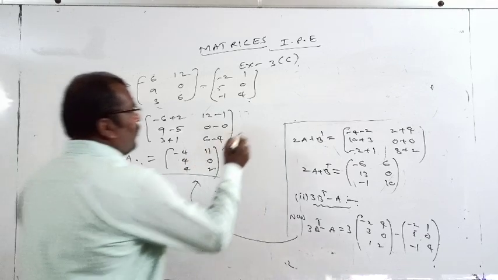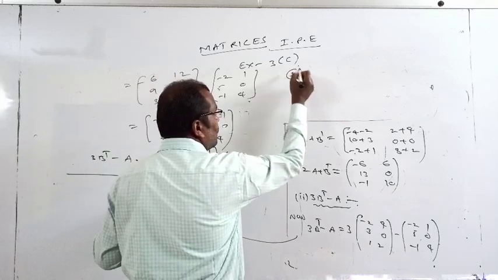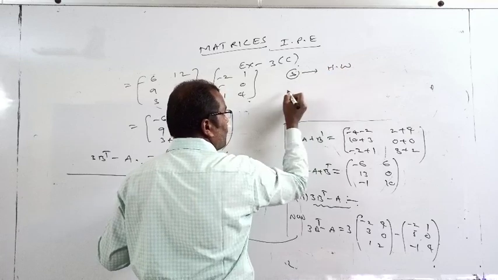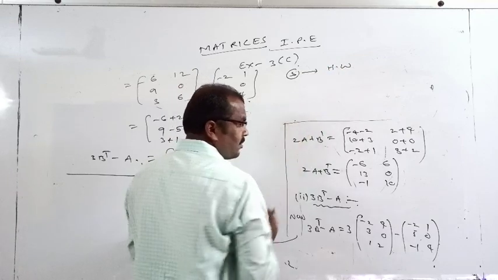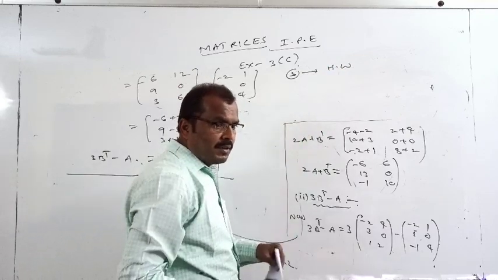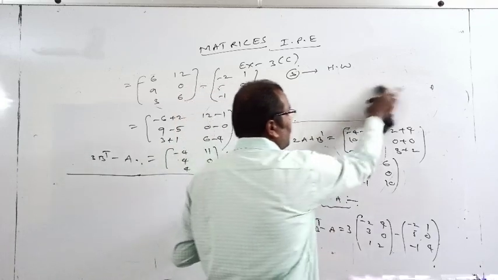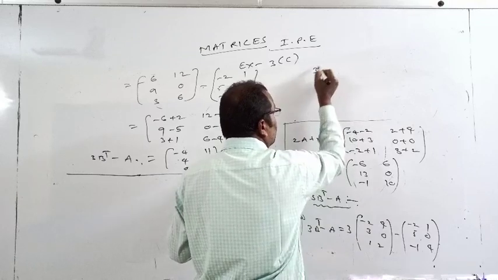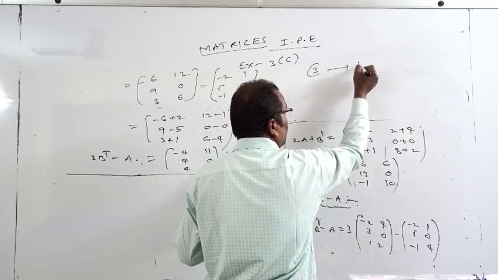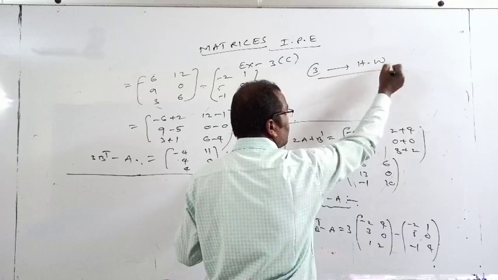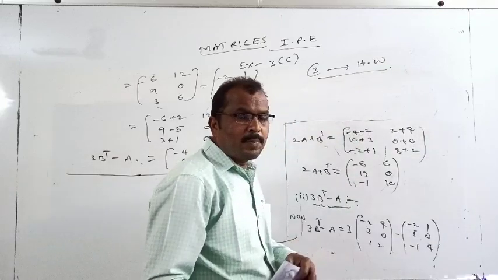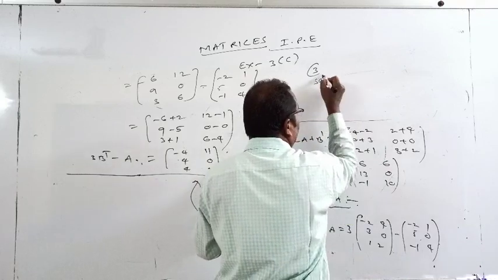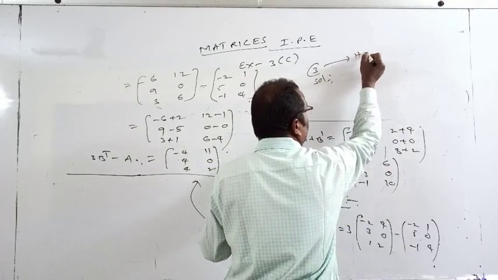The third sum will be homework. So the third one is homework. So first prepare A transpose and add them. So adding is the first bit, multiplication is the second bit. So the third problem is the homework problem. First prepare A transpose. So I am giving the hint.